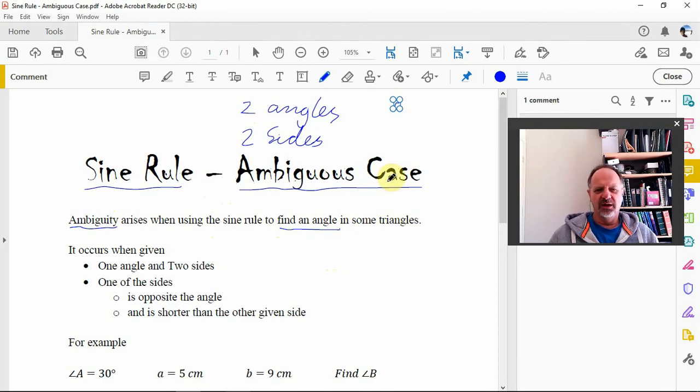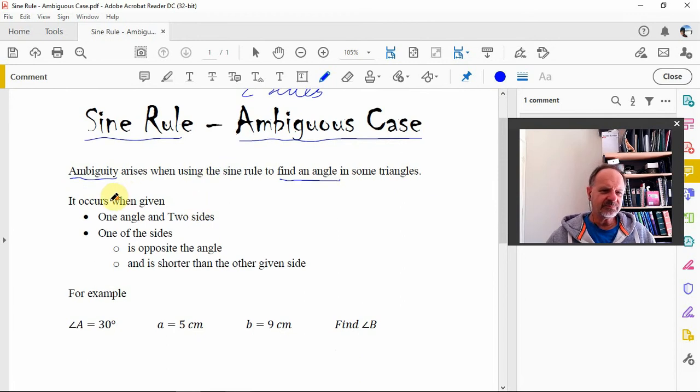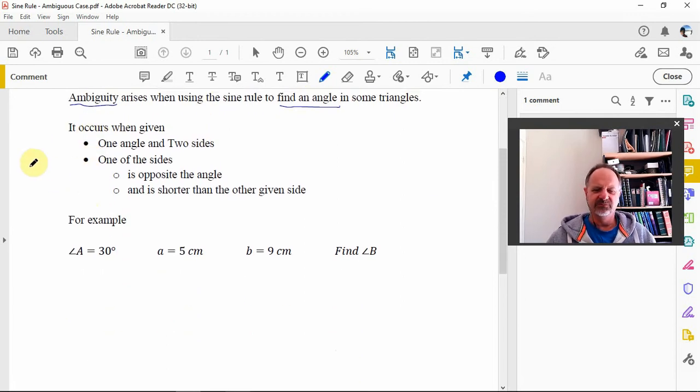And so here are some conditions, or measurements, constraints, whatever you want to view them as, where this ambiguous case, as it's called, i.e. uncertainty in what the geometry of the triangle is, occurs. It occurs when we're given one angle and two sides. So we've been given one angle, we've been given two side lengths, and we've got to find the other.